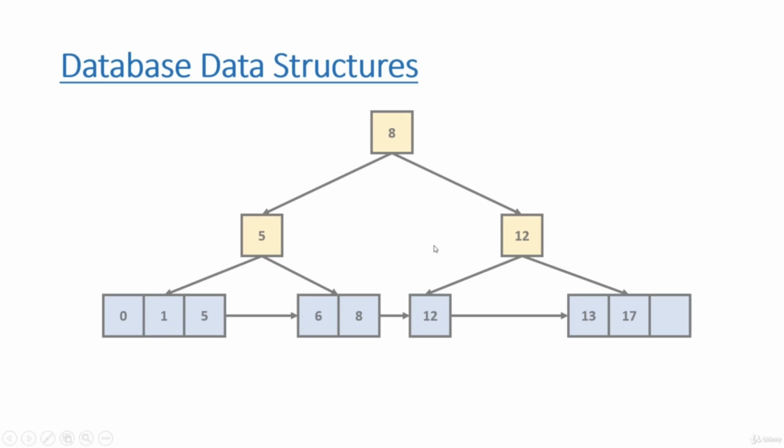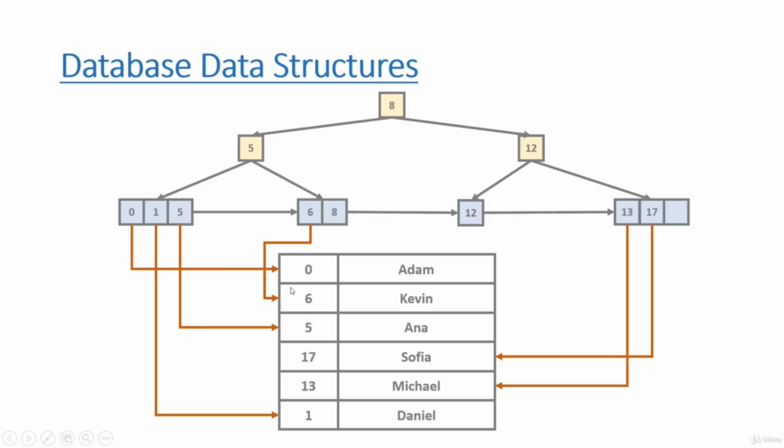So we keep the data in a sorted order, but as you can see, all the items are present as far as the leaf nodes are concerned. What's absolutely crucial is that only the leaf nodes store a pointer to the database table related rows. So for example, if we have a database table with Adam, Kevin, Anna, Sophia, Michael, and Daniel, as you can see, the leaf nodes store a pointer to these database rows exclusively. The root node or the middle nodes have no pointers at all.